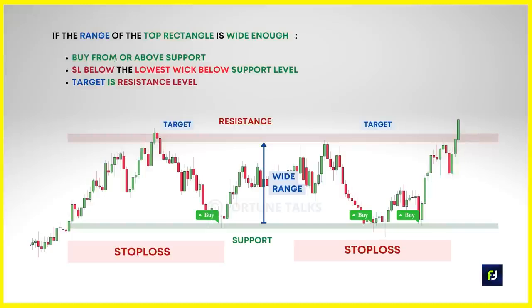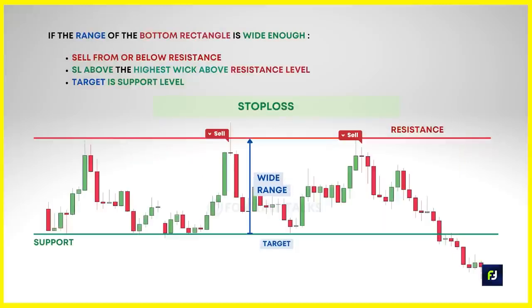Similarly, for a bottom rectangle pattern, you can look to short when the price reverses down from the top resistance level and place your stop loss above the highest wick or candle that is formed during the consolidation. The target is obviously the lower support level.